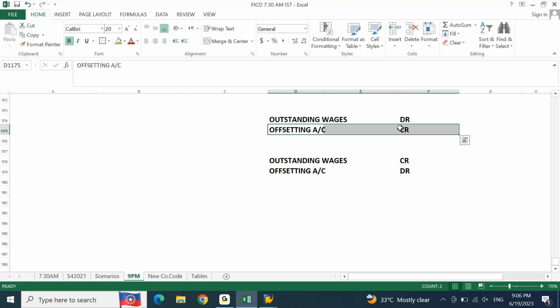Is there any rule that if I debit outstanding wages, this particular account I need to credit? Is there any such rule in accounting? No. There is no such rule.